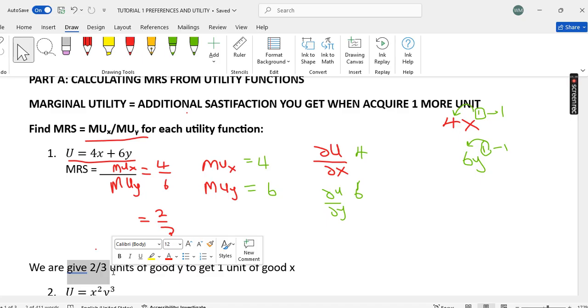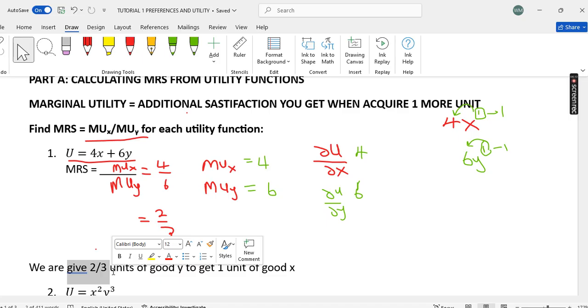Just that it's a fraction, that's why it would be better if it was a whole number. But yeah, to get 1 unit of x, you give up 2/3 of y. To get another unit of x, you have to give up another 2/3 of y. Now, if this trade-off rate starts to reduce, from 2 over 3 it drops to now 1 over 3 and continues dropping, that's what we call diminishing marginal rate of substitution. It means the trade-off rate is starting to drop.